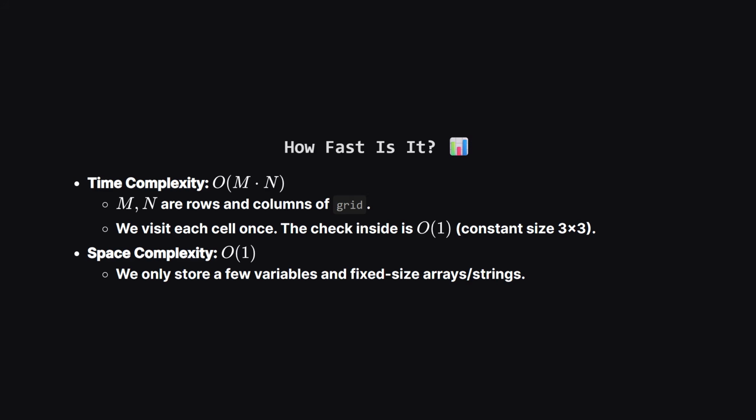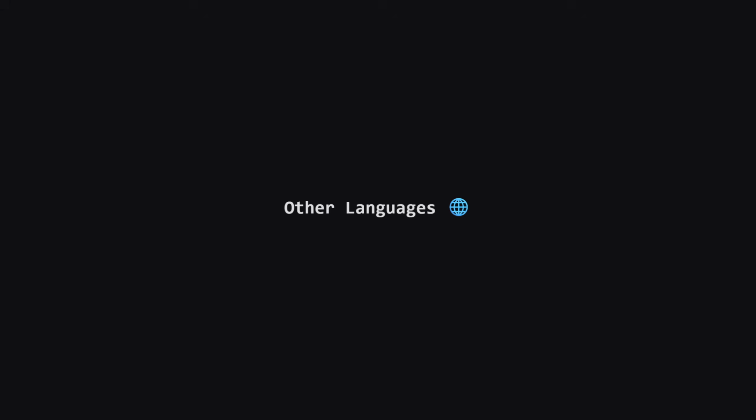So how fast are these solutions? Both approaches actually have the same complexity. The time complexity is big O of m times n, where m and n are the dimensions of the grid. This is because we iterate through the grid once, and for each spot, we do a constant amount of work, checking a fixed 3x3 area. The space complexity is big O of 1, or constant space, because we're not creating any new data structures that grow with the input size.